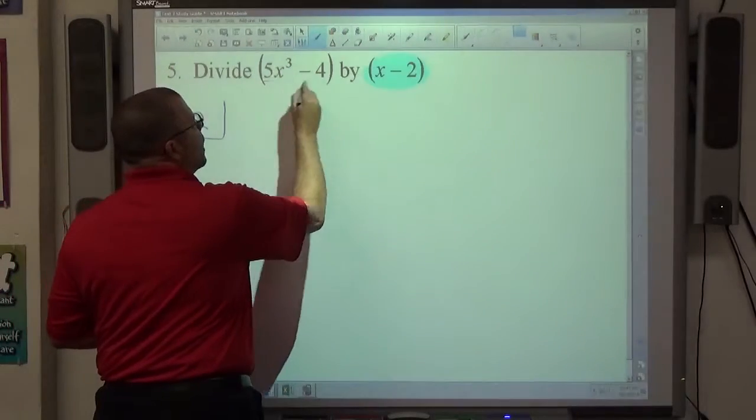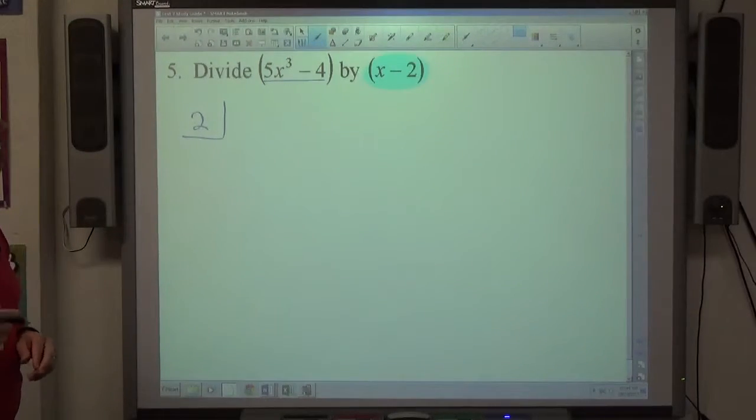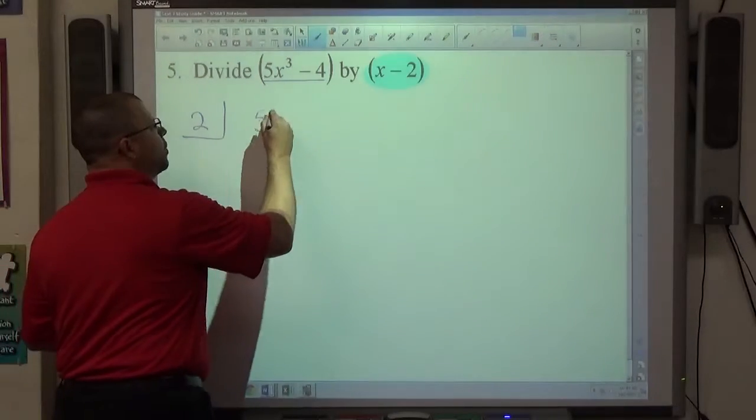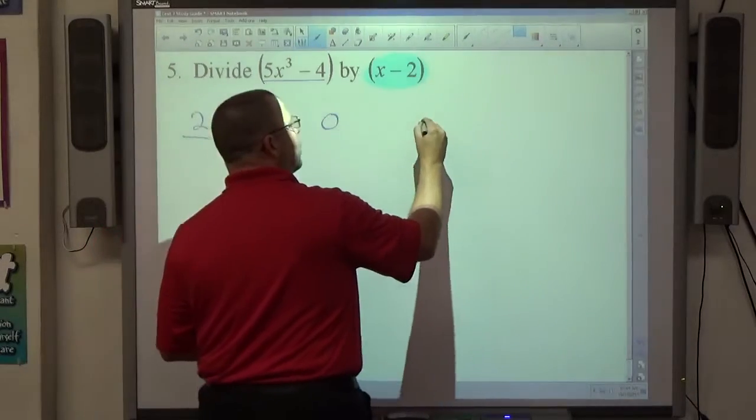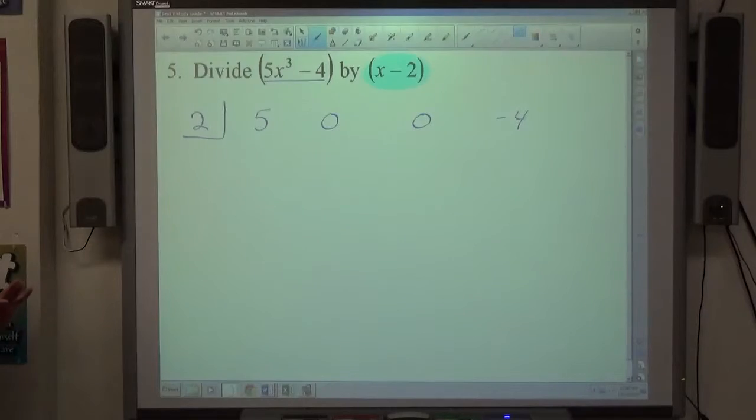And then we want to put the coefficients right here, accounting for every power of x in the process. So we have 5x cubed, we have 0x squared, we have 0x, and we have -4. You be careful that signs happen as they are in the problem.